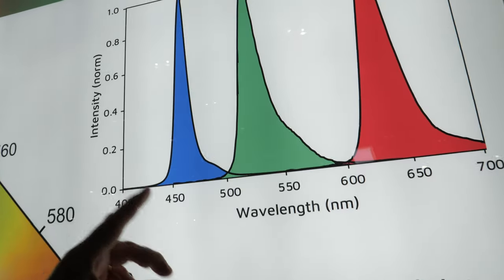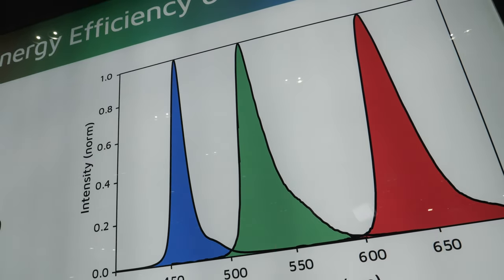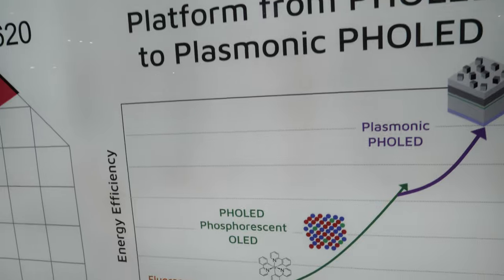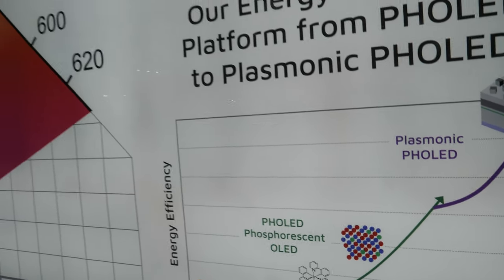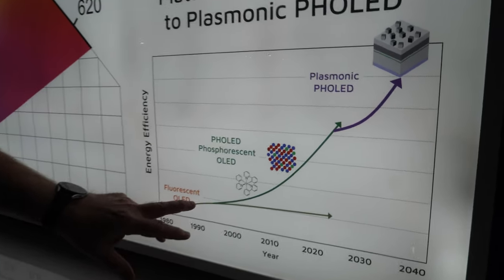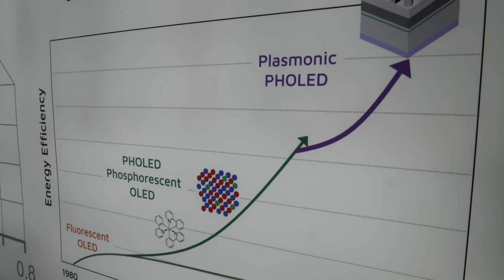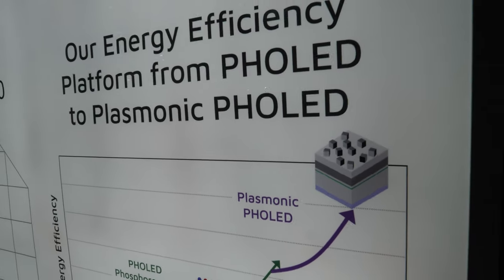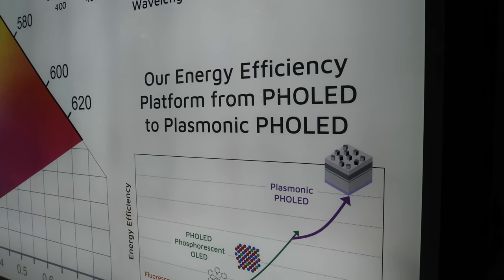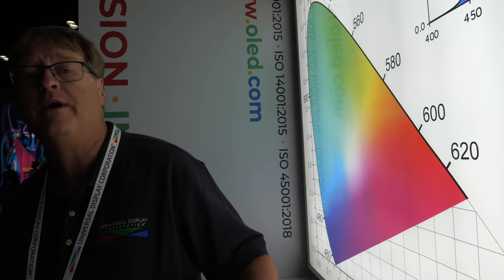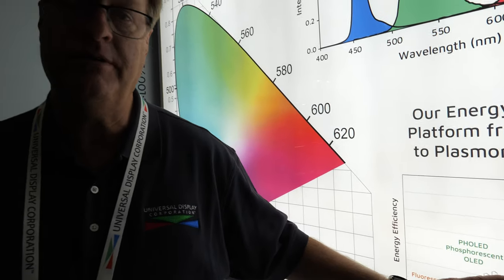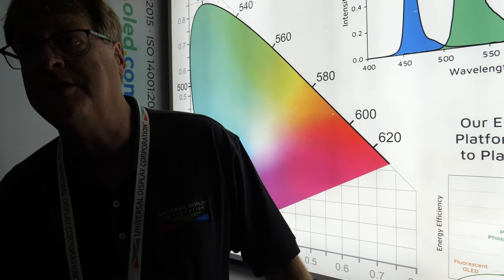We're showing here the narrow spectra of our blue, red, and green emitters, how narrow it is. And for improving the efficiency of our devices, we're showing the plasmonic devices. We put a film on top of the OLED to enhance the light output. We look at that as the next generation of how we go from our phosphorescent energy efficiency to now the plasmonic, to get more light out of the actual device.